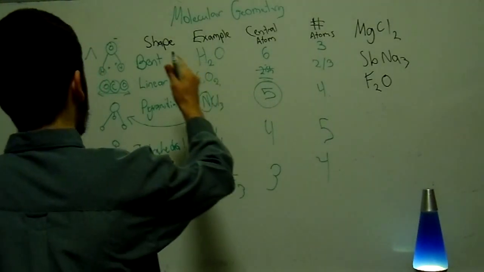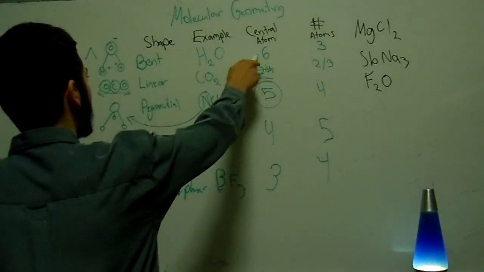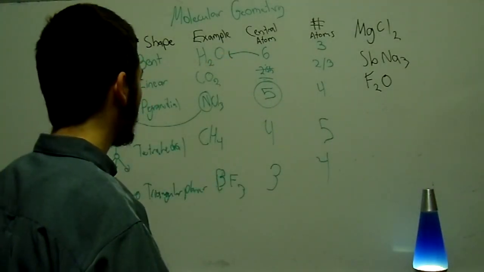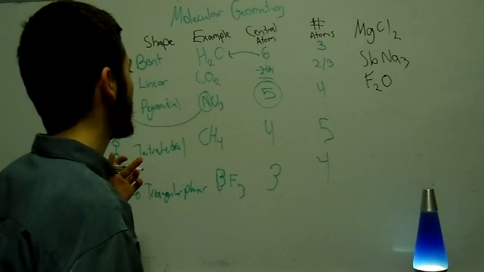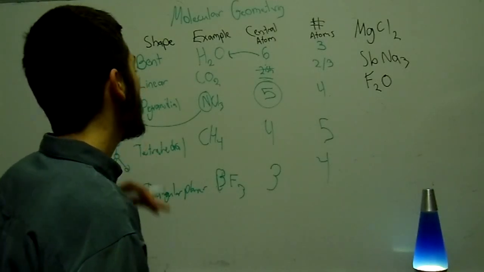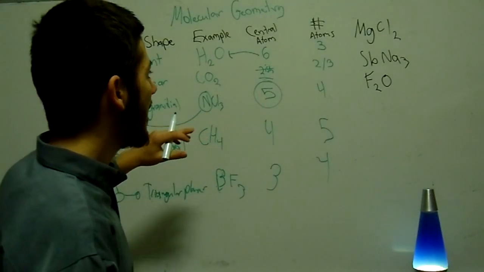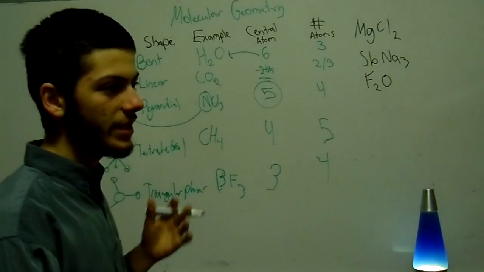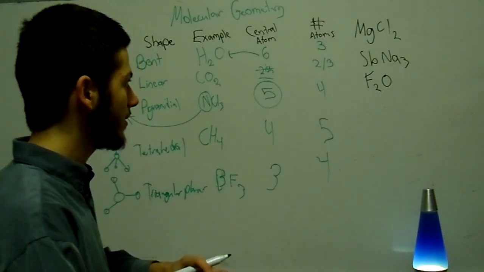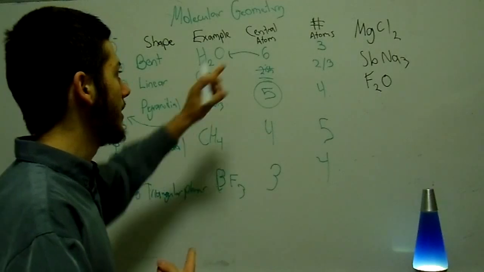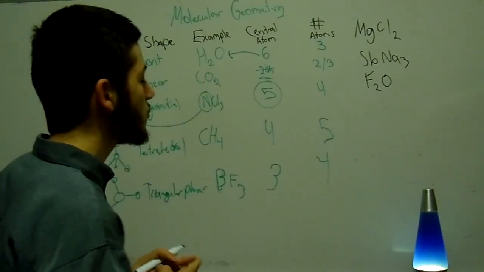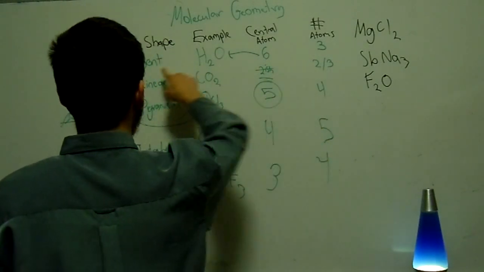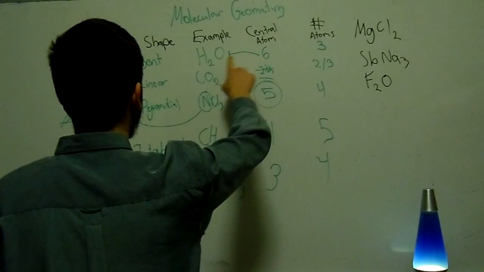You can tell that it's going to be a bent shape if the central atom, like this oxygen, is in group 6. Of course, you can have different combinations of oxygen or other things in group 6, but as long as the central atom is in group 6, you've got the beginnings of a bent shape. The other thing you need for it to be bent is in 2 parts. One, you need a central atom in group 6. The second part, you need to have 3 atoms. No more, no less. 3 atoms is going to equal this bent shape with a central atom in group 6.